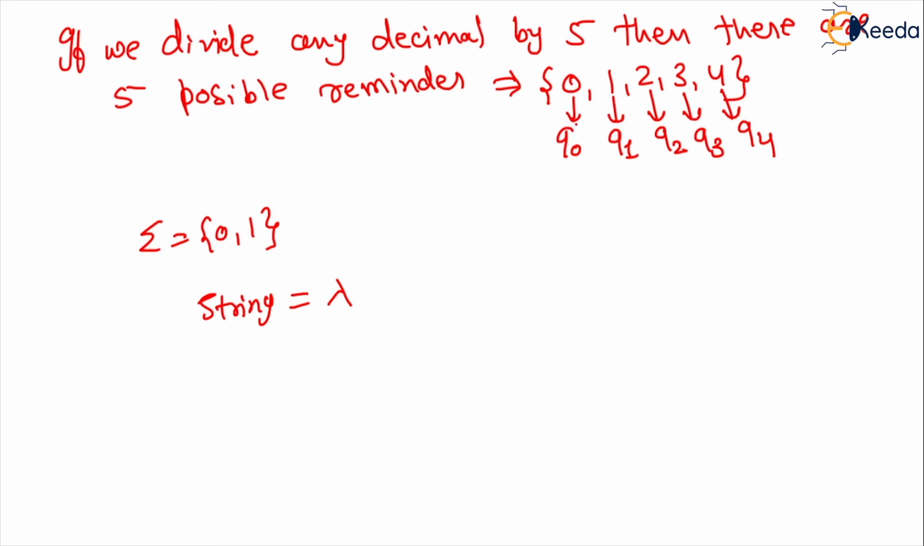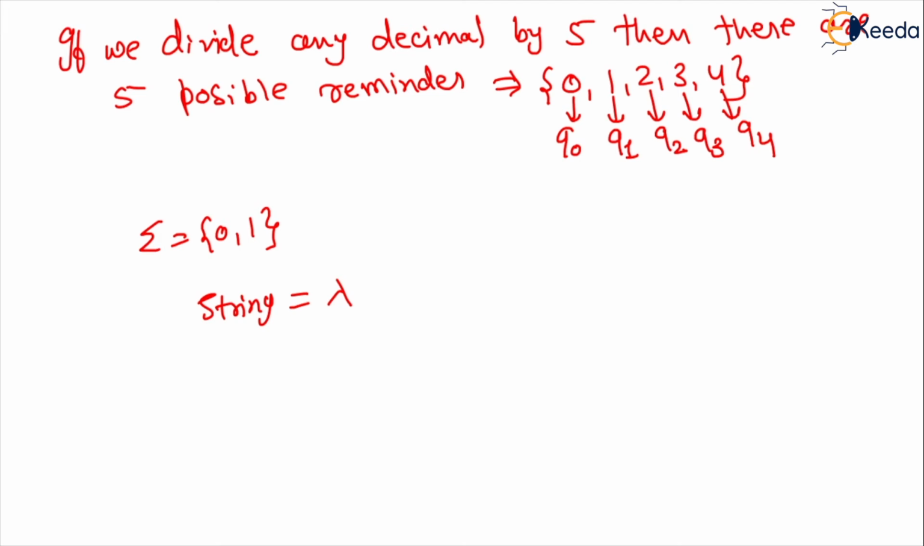The final state is q0, because the state whose remainder is 0 is definitely a final state. A remainder of 0 means that the particular string, whose decimal is divisible by 5, generates remainder 0. That's why q0 is the final state.